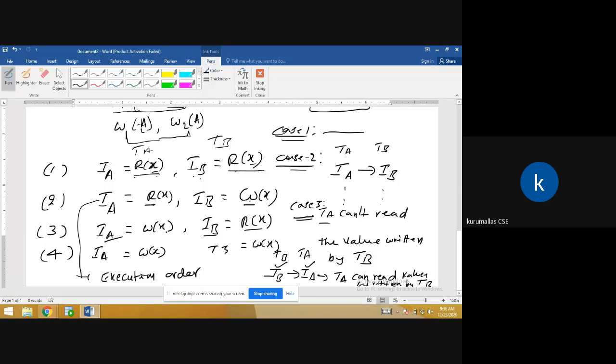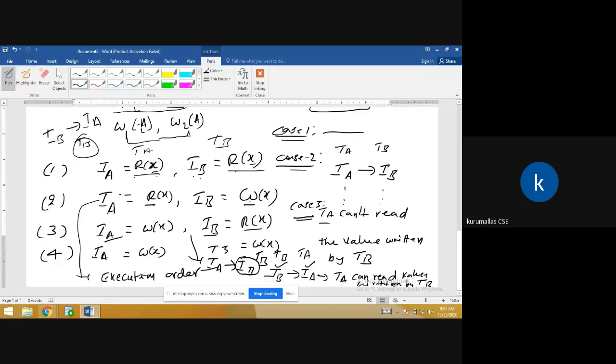Here also the execution order is very important. IA and IB are write and read operations. If the execution order is IA then IB, the transaction TB can read the value written by TA. But if the order of execution is IB then IA, the transaction TB cannot read the value written by TA. So we have two conditions, and here also the order of execution is more important.